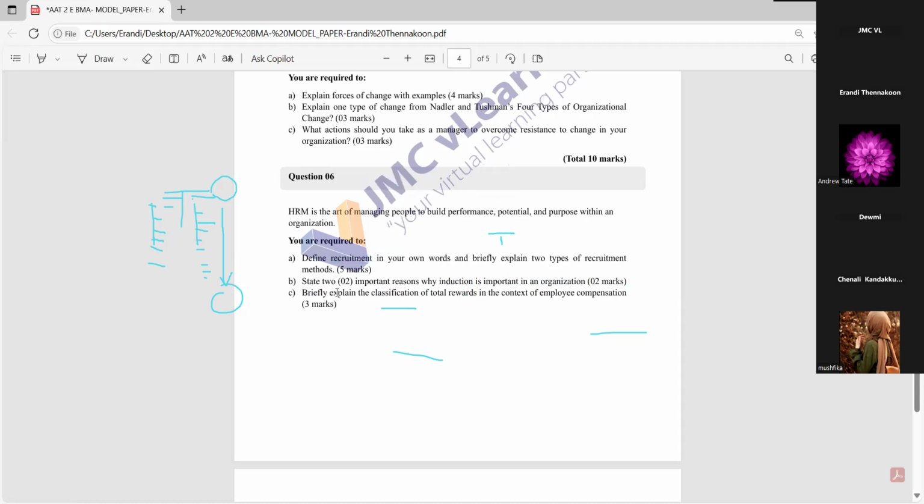Briefly explain the classification of total rewards. Can you remember total rewards? Total rewards? Financial rewards plus non-financial rewards.